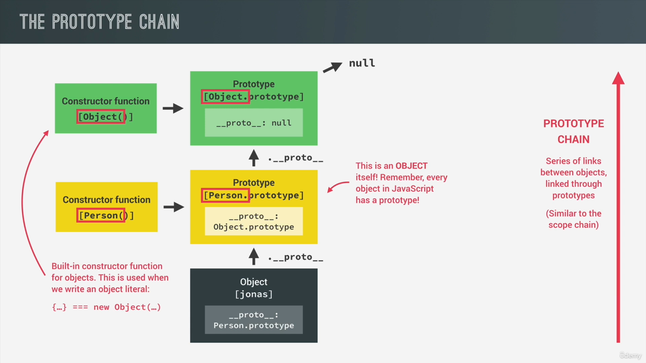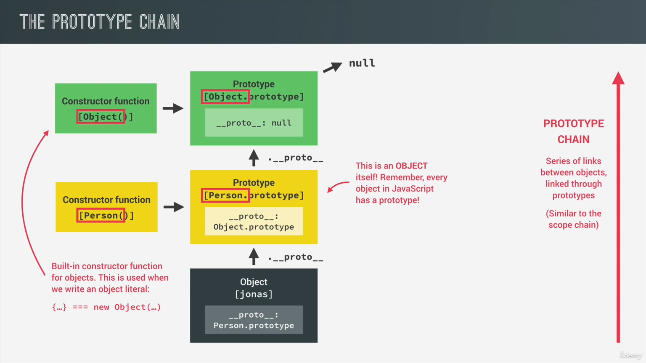So in a certain way, the prototype chain is very similar to the scope chain, but with prototypes. So in the scope chain, whenever JavaScript can't find a certain variable in a certain scope, it looks up into the next scope in the scope chain and tries to find the variable there. On the other hand, in the prototype chain, whenever JavaScript can't find a certain property or method in a certain object, it's gonna look up into the next prototype in the prototype chain and see if it can find it there.